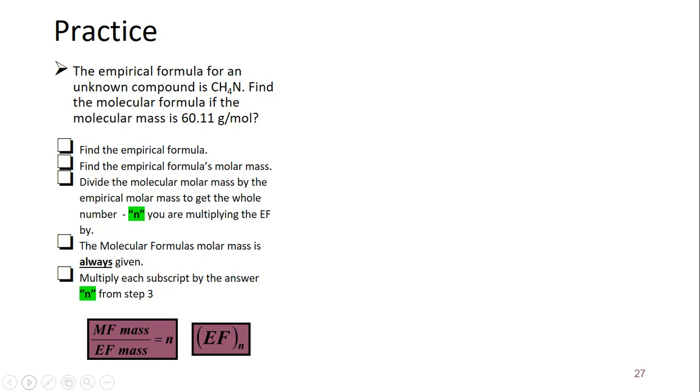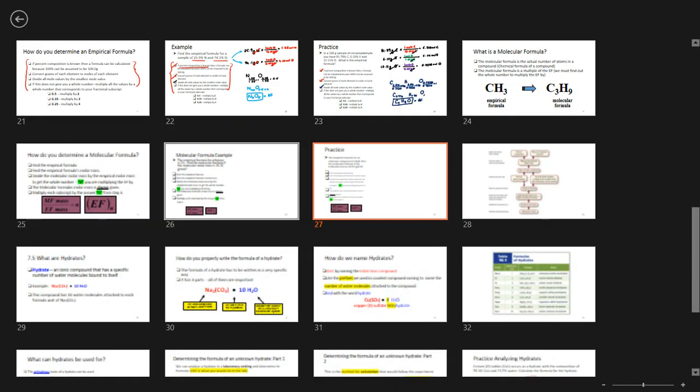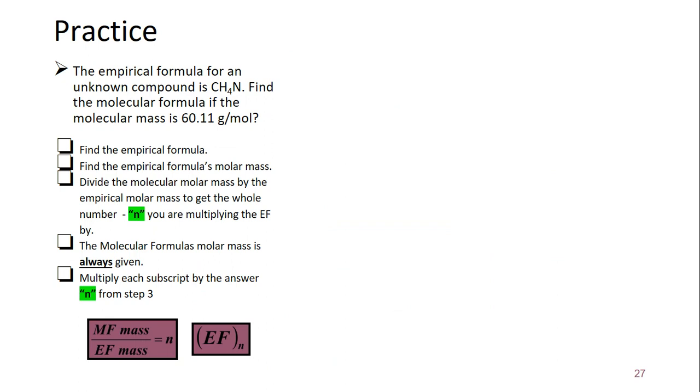Again, the empirical formula has been given to you. If it wasn't given, you have to actually find it. All right, so the empirical formula is CH4N. You have to find the molecular formula, and you'll see that the molecular formula's molar mass is always given, okay? So you don't have to find the empirical formula here because they have given it to you right there.